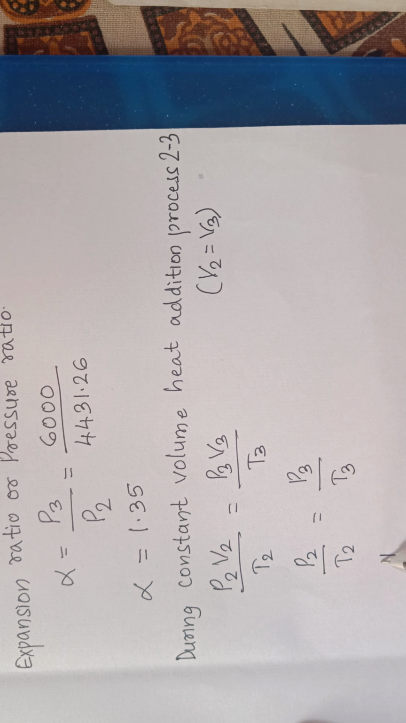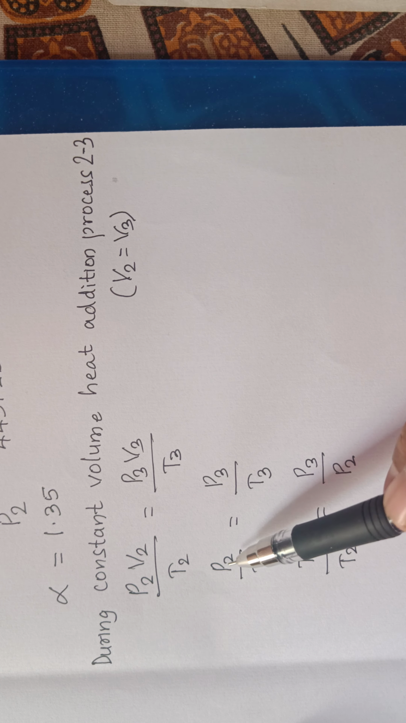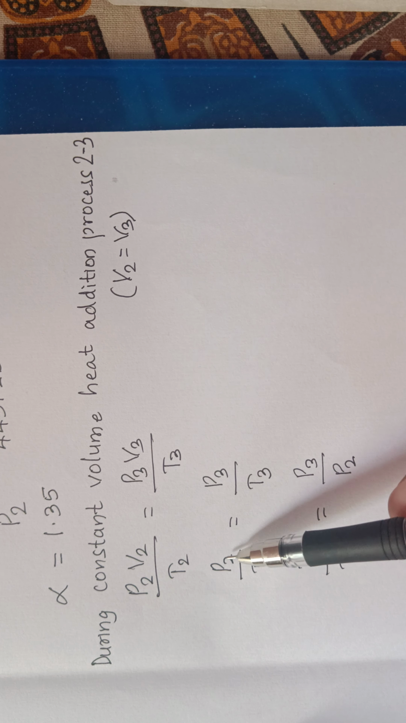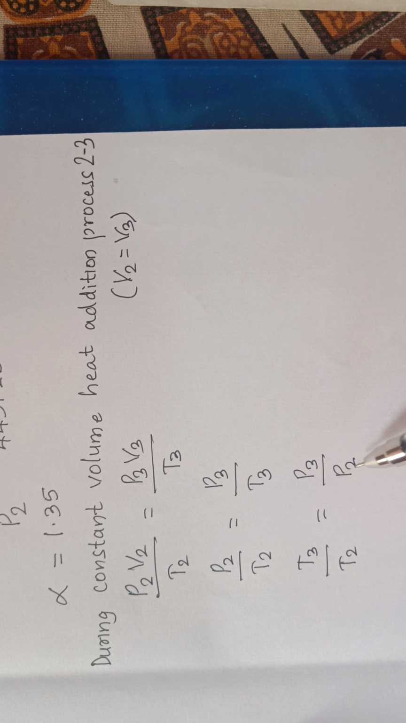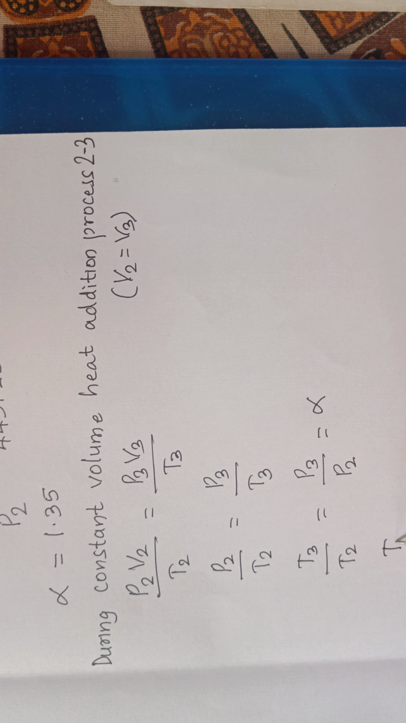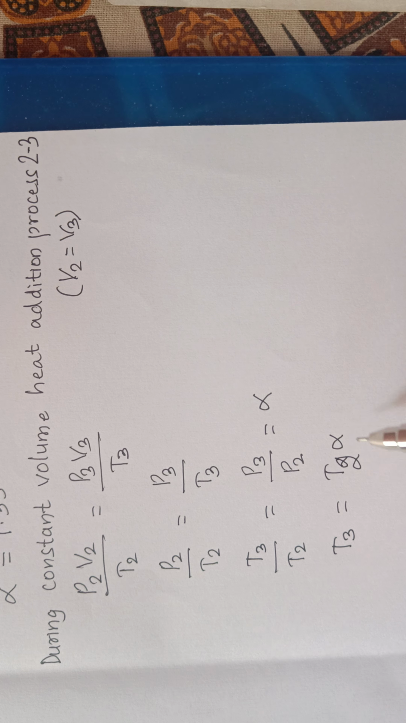That is, T3 by T2 will be equal to P3 by P2. I repeat, T3 will go to the numerator, T3 by T2. T2 will remain in the denominator as it is. P2 is transferred to the other side, that is in the denominator, P3 by P2. What is P3 by P2? Just now we have found it is the expansion ratio or pressure ratio alpha. So T3 will be equal to T2 into alpha.